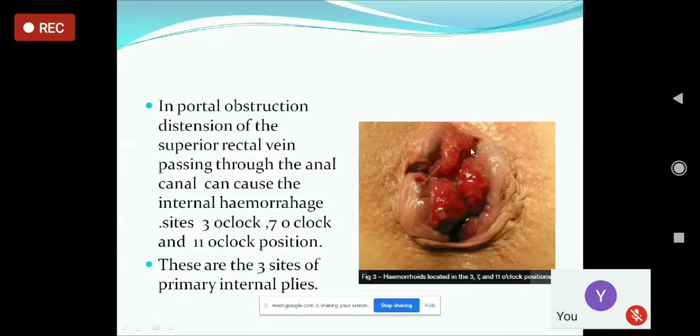So in portal obstruction, you can see distension of the superior rectal vein through the anal canal causing internal hemorrhoids, at the 3, 7 and 11 o'clock positions. So these are the sites for primary internal piles.